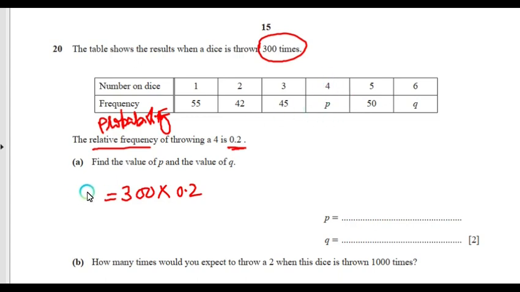So the number on the dice: 55 times 1, 42 times 2, and 45 times 3. So these are the numbers. Okay, so in the first part we have to find the value of p. So how to find it?